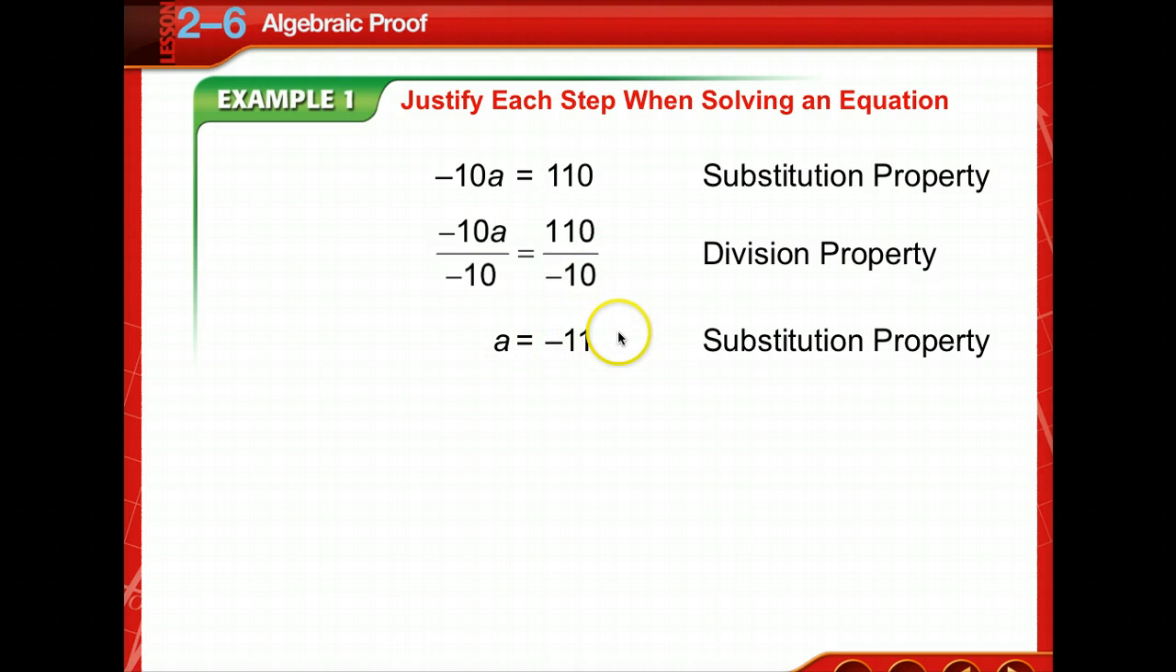A is equal to negative 11. So we substitute a negative 11 in for this statement right here. So our answer is a is equal to negative 11. Notice we have a step-by-step process on the left and then the reason for each statement on the right.